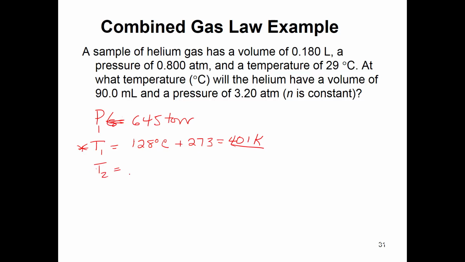T2 is what I'm looking for when I change the pressure to 824 torr. Torr and millimeters of mercury are the same, by the way, if you recall from the very first. All right, so you got 401 Kelvin, you got 645 torr, you got 824 torr. And as long as they're all the same units, you're good, as long as temperature's in Kelvin.